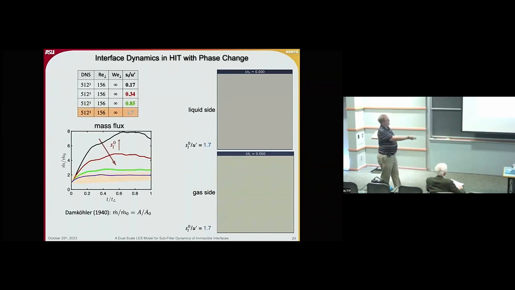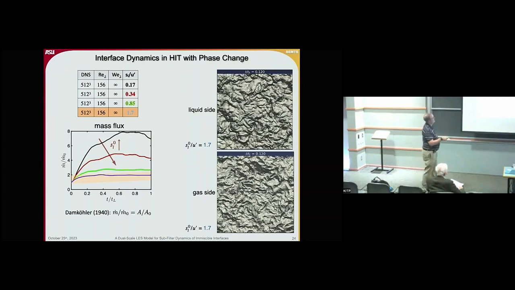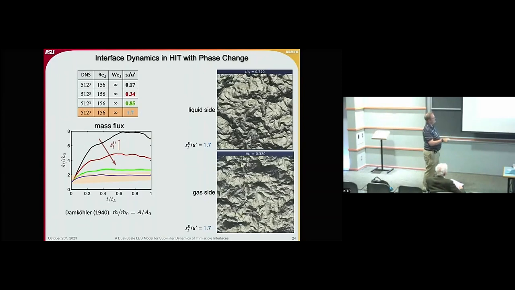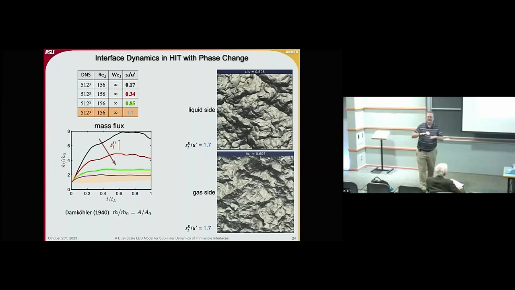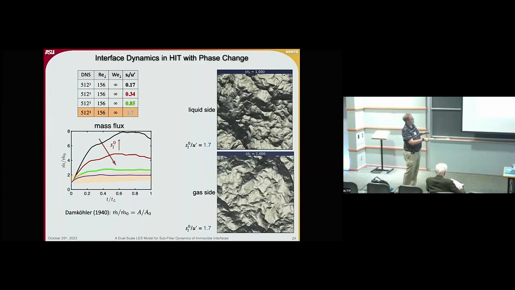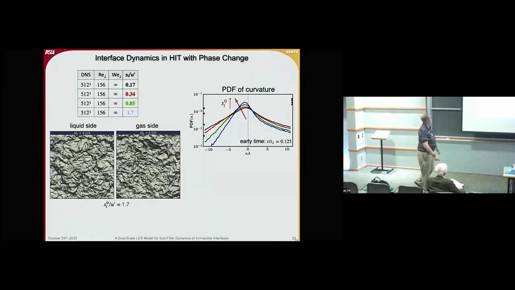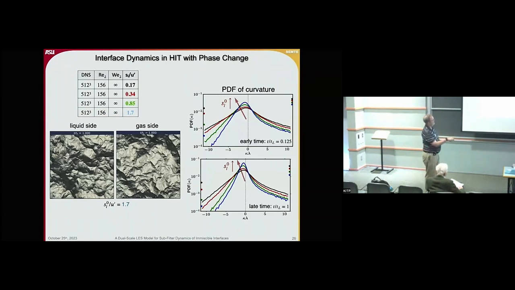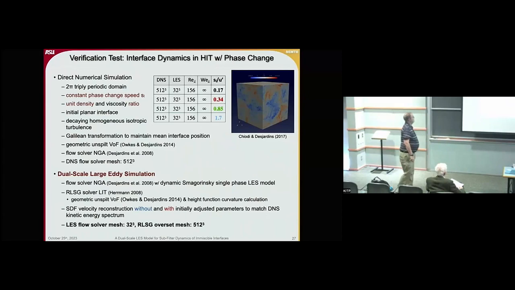If I look at the interface from the liquid side, and the same interface from the gas side, you'll see this typical behavior: more rounded structures if you look from the liquid side, and very peaked ridges if you look from the gas side. Huygens principle basically is at work here. That's reflected in the PDF of curvature as well. It's no longer symmetric. If you increase the evaporation speed, that asymmetry increases, at early times and at late times as well. Okay, so can the dual scale model reproduce these DNS results?